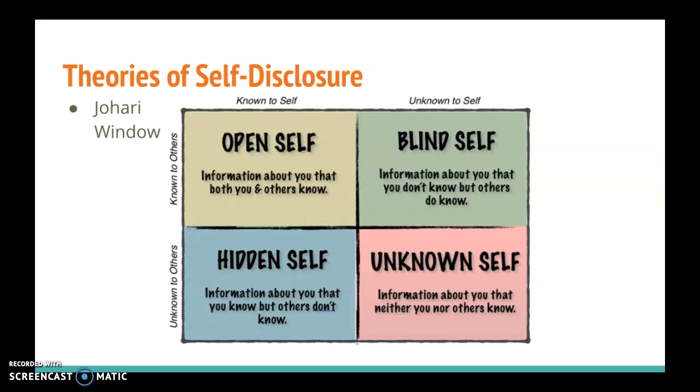And so in order for that information to move from the unknown self to the open self, we have to become more self-aware and expose ourselves to more new experiences and get out of our comfort zones. So to recap, the Johari Window has four selves: open, hidden, blind, and unknown. The open self is information about you that both you and others know. The hidden self is information about you that you know, but others don't know. The blind self is information about you that you don't know, but others do. And the unknown self is information that neither you nor others know.